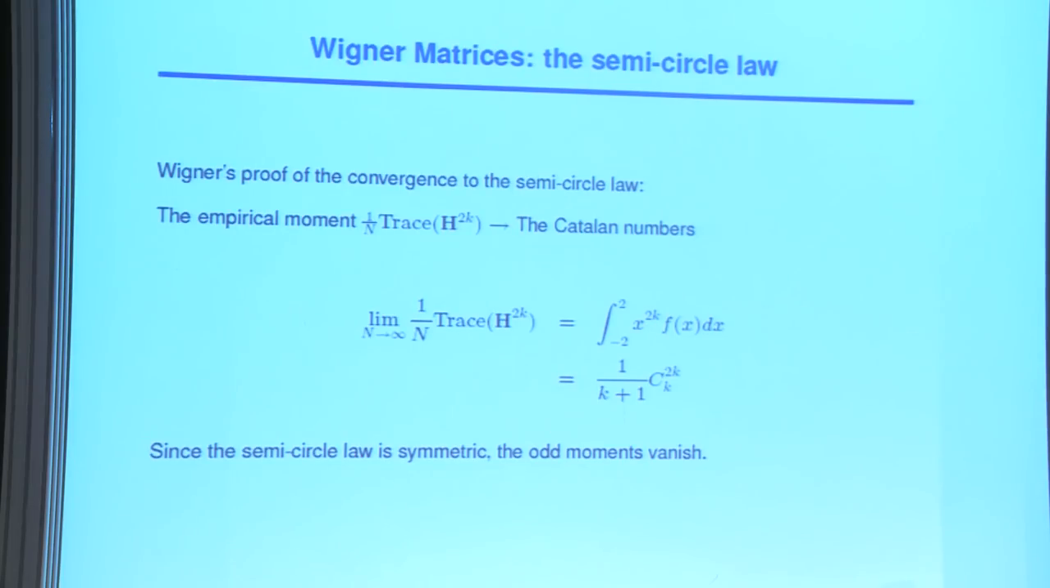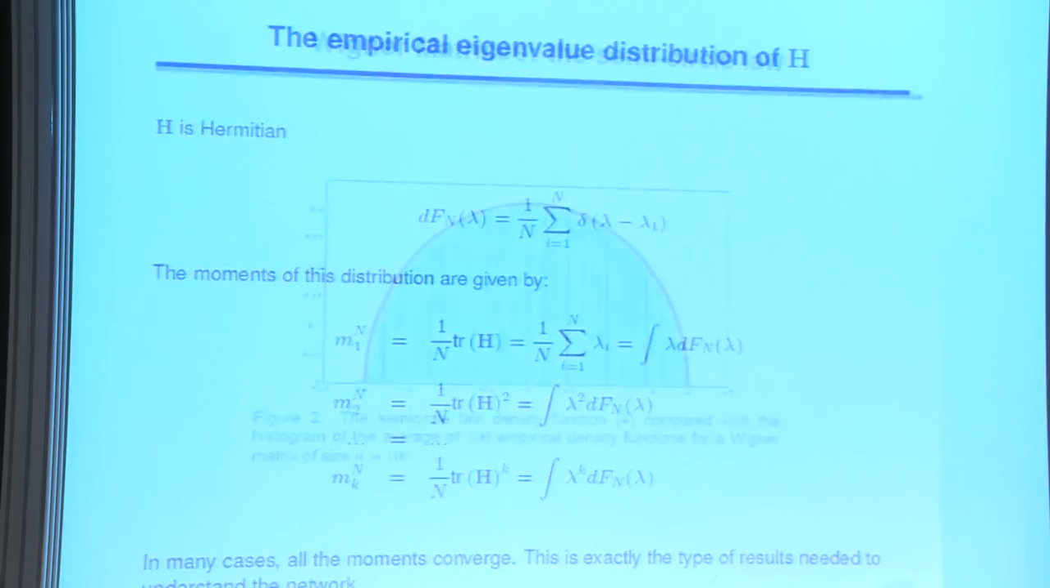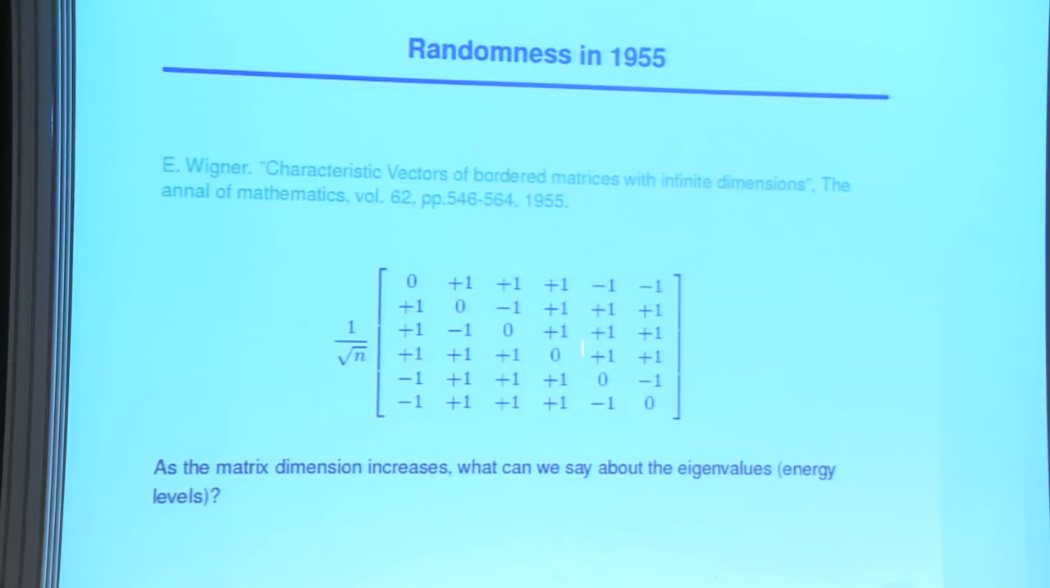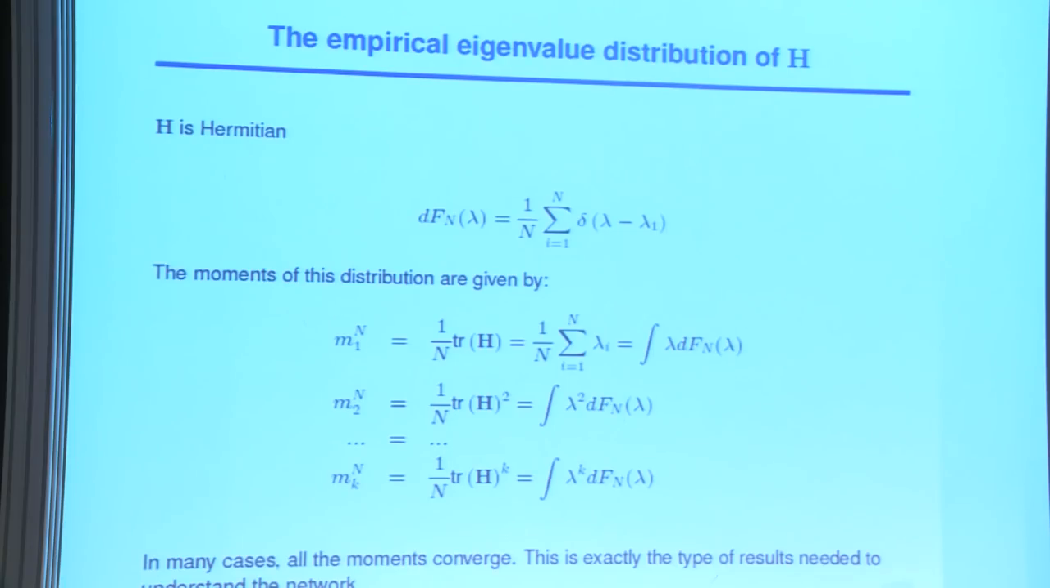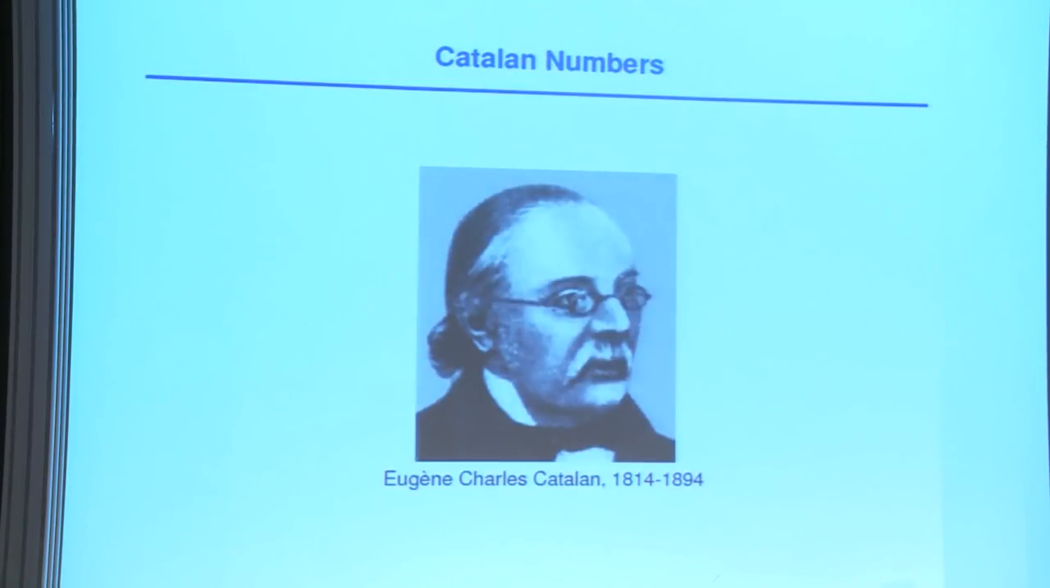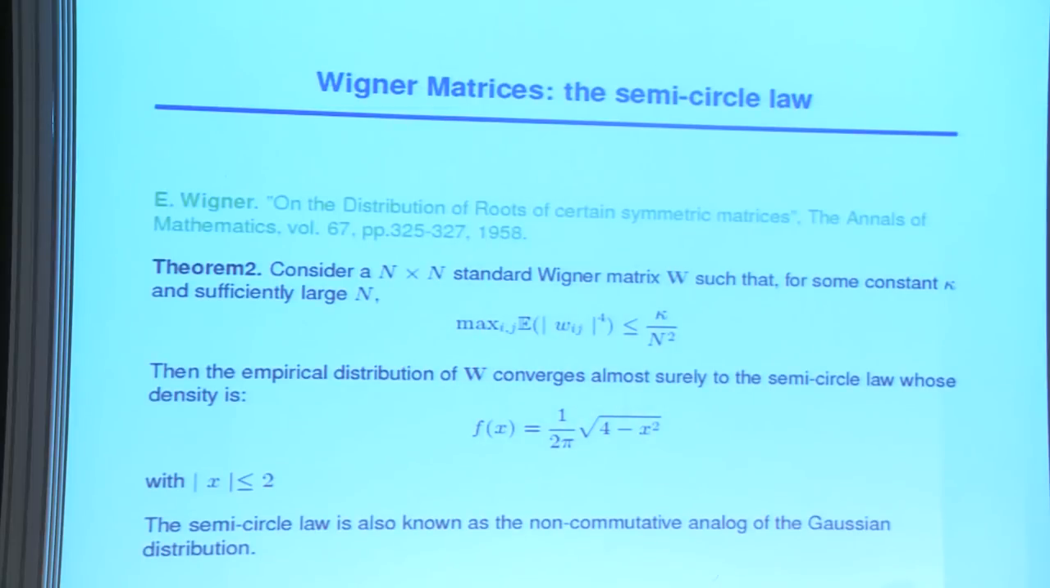Now, of course, if you want to work more in the field, what you have to do is take any other matrix which is Hermitian or symmetric. You calculate the moments. And if you're good in those calculus, you try to prove some convergence of the terms and find the distribution of this empirical eigenvalue distribution. Okay? Of course, for that, you need to be very good.